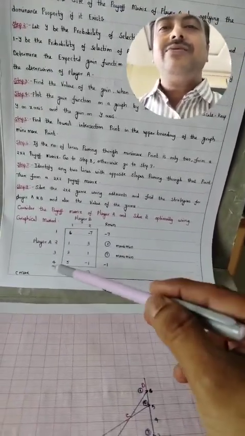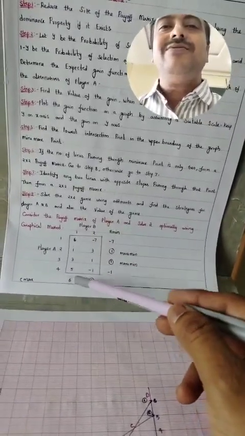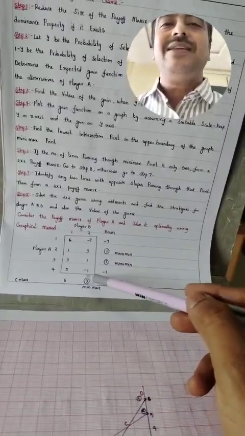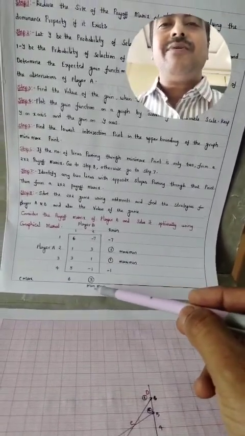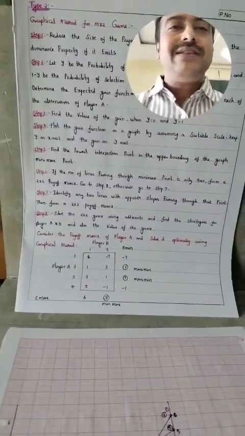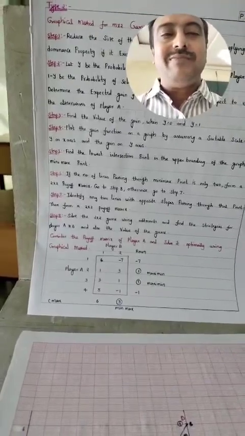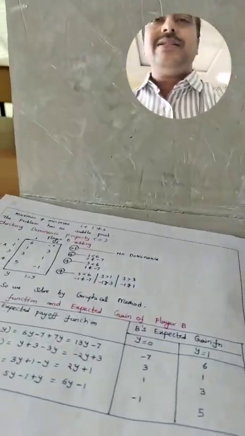And coming to the column maximum, here the maximum value is 6 and here the maximum value is 3. Now we consider the minimum of the maximum, so the value is 3. Here maximin is not equal to minimax, so the problem is not a pure strategy and there is no saddle point for this.